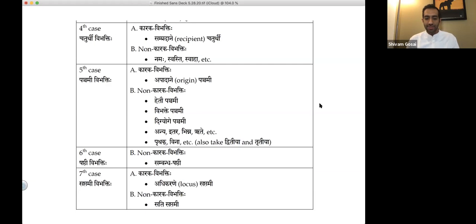And 7th case, we see that Adhikarane Saptami is our karaka. 7th case in the sense of locus or location. And the Sati Saptami is our non-karaka vibhakti. Okay, so I know it seems like a lot, but I feel like if we got some of the karakas at least, then we'll be able to get pretty far with all of this.